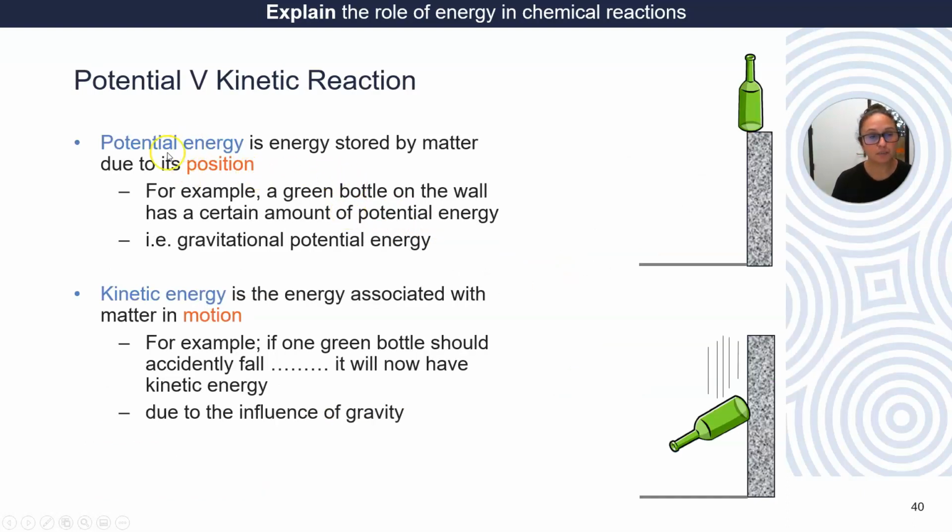The first one is potential energy. That means that this bottle on the wall here, just sitting there, has stored energy only because of where it is. Now, kinetic energy has to do with energy in motion, okay? If the bottle is just sitting there, not doing anything, it's got potential energy. As soon as it moves, it now has kinetic energy.